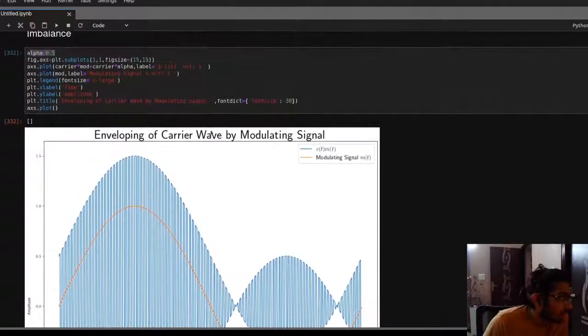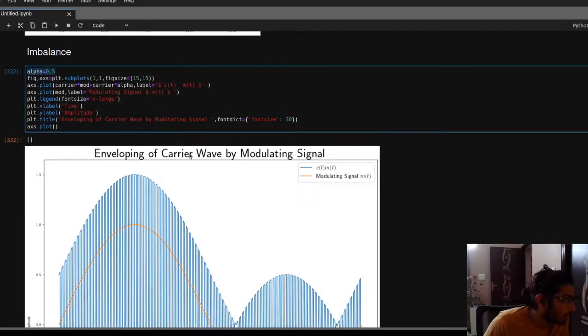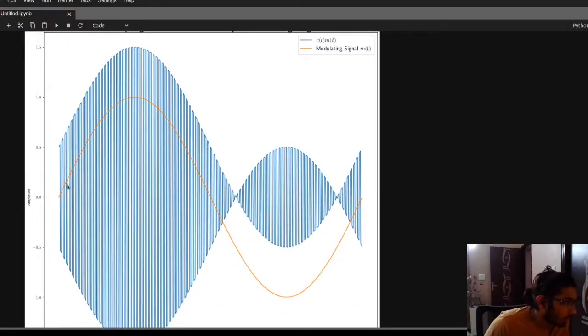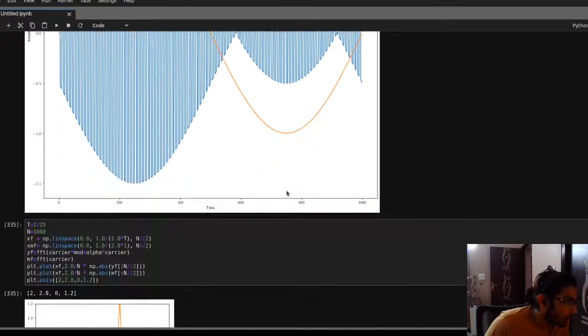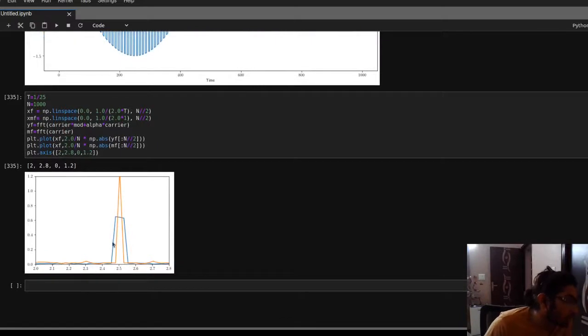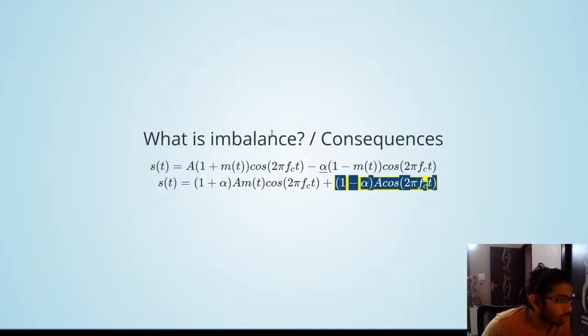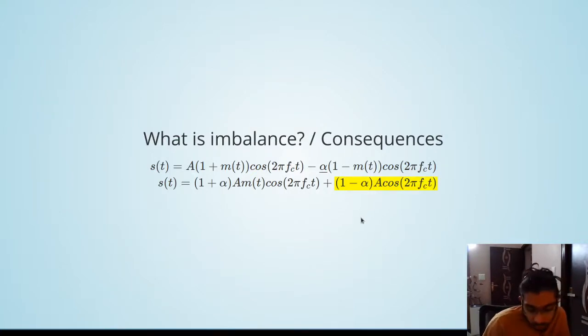You can see, if I simply add an alpha of 0.5 to the carrier wave, what I see is that it is no longer being enveloped by the modulating signal and it has gone out of bounds. Similarly in the frequency domain, when I zoom in, it does have a carrier component, or the carrier wave frequency component, present in the output. So that is why this imbalance is caused. Some energy is spent in transmitting this carrier component.